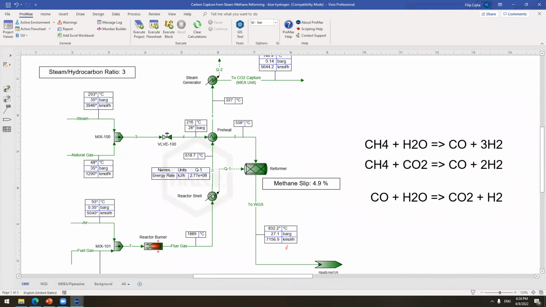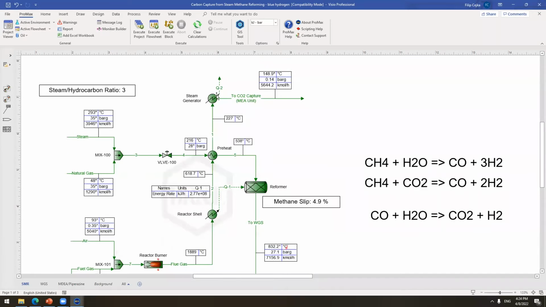Now this is the flue gas that's coming through. It's basically creating the heat for the reaction that is necessary. And as you can see, there's a reactor shell, so we have a heat exchanger that is connected to our reformer. This is the reactor, and this is the heat exchanger. So it transfers the heat from the flue gas to the reformer. Then there is another heat exchanger as a preheat, and then there's a steam generator, and this is basically mostly CO2 with some nitrogen.